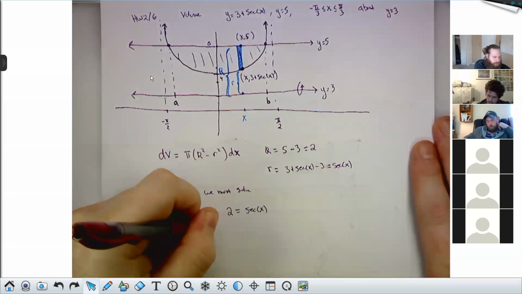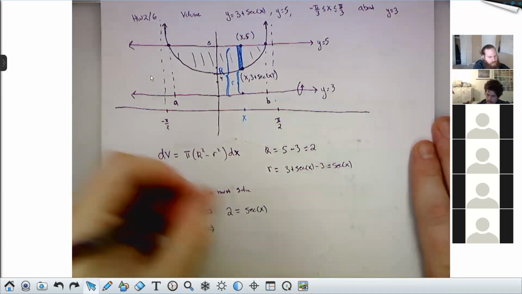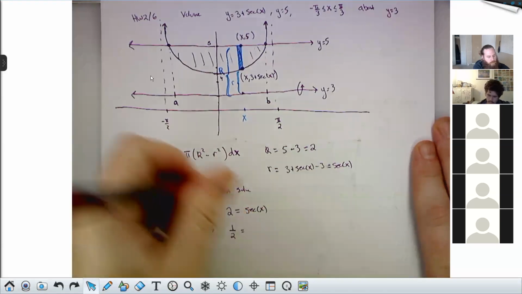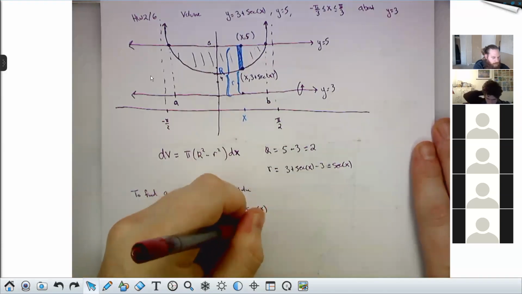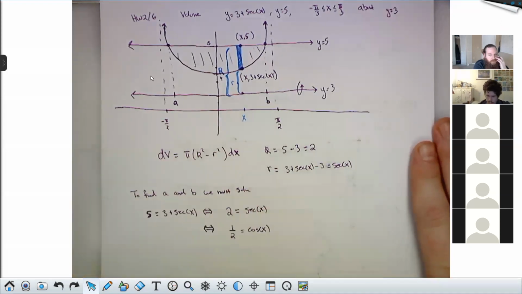Draw a unit circle. We can draw the unit circle. There's one more step I would consider before that. I would take reciprocals on both sides. I would say this is the same as saying 1/2 is equal to the reciprocal of secant, which is cosine of x.